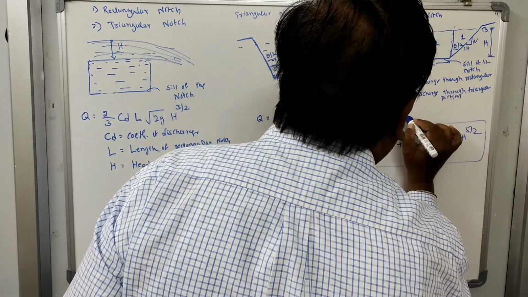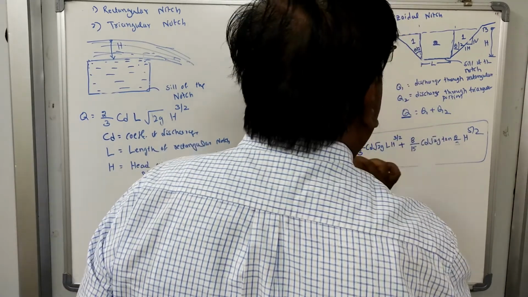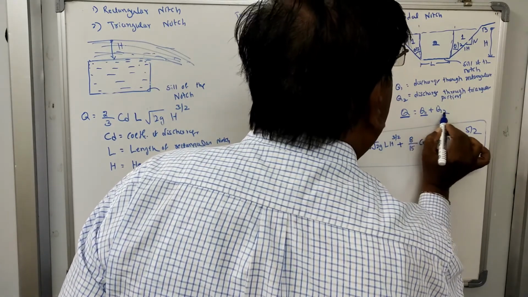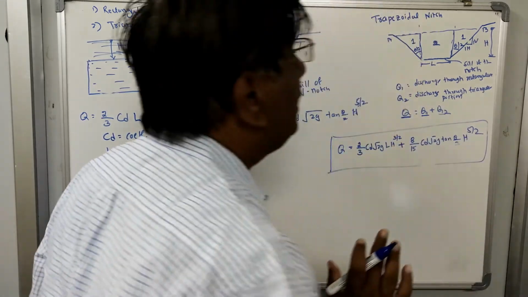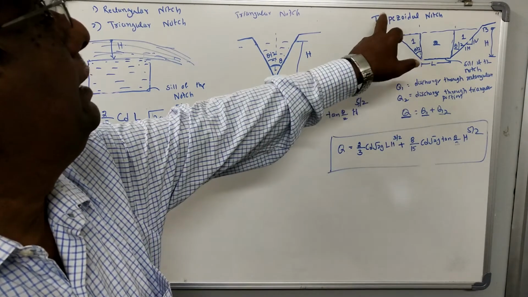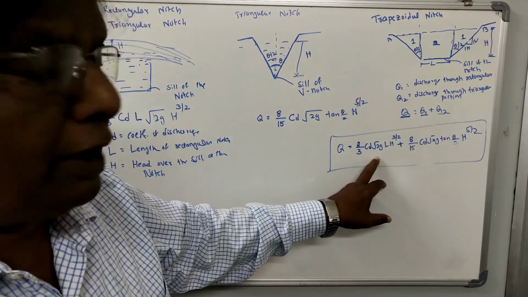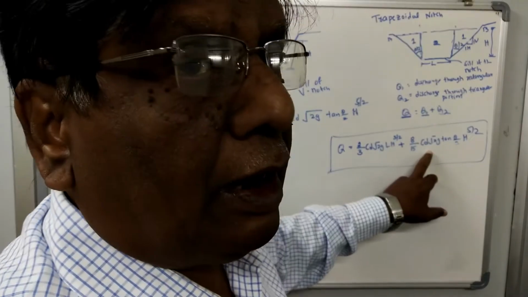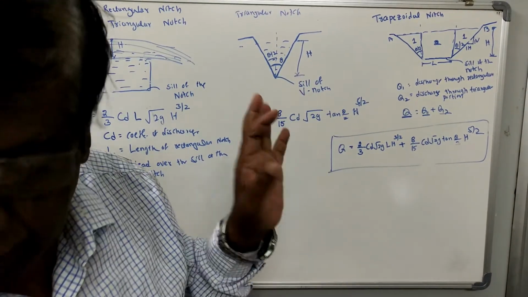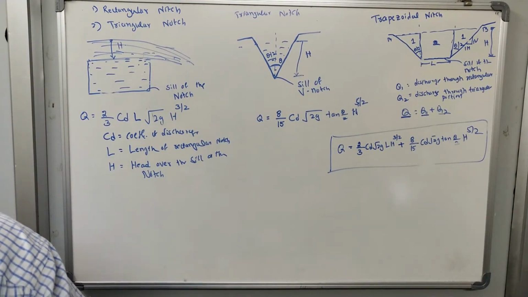Then the total discharge Q is equal to Q1 plus Q2. Q is the discharge through the trapezoidal notch, Q1 is the discharge through the rectangular portion, plus Q2 is the discharge through the triangular portion. So the total discharge through the trapezoidal notch is equal to the discharge through the rectangular portion plus the discharge through the triangular portion. You can make use of this equation and find the discharge through the trapezoidal notch. Okay, this is about the trapezoidal notch.